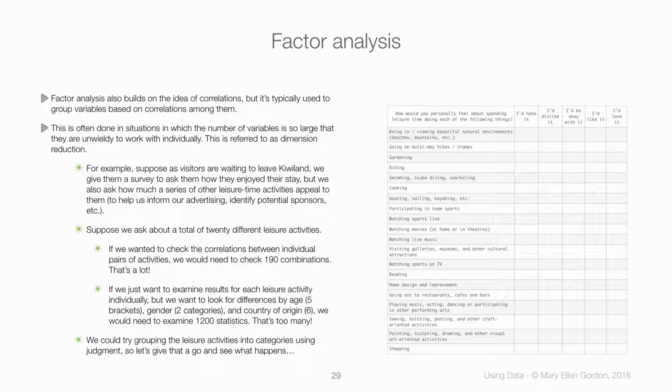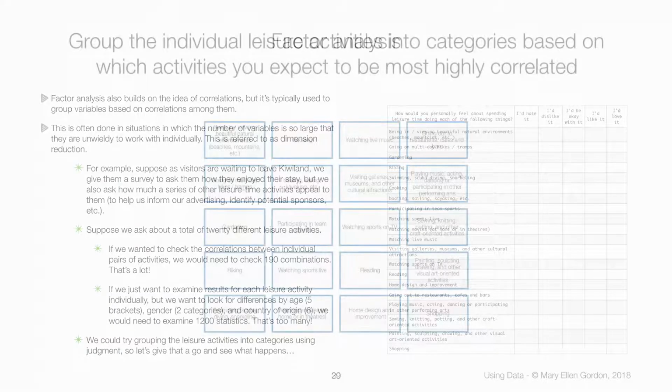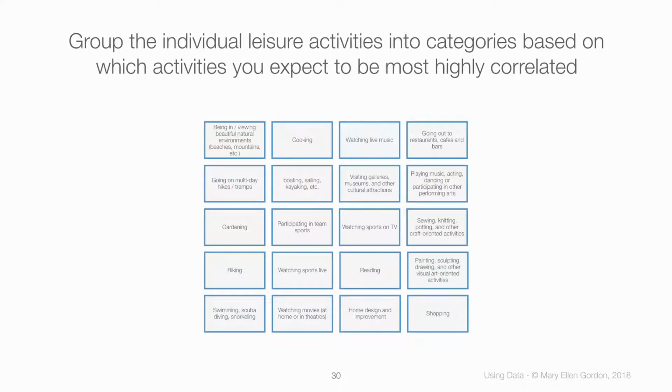Of course, we could try grouping these leisure activities into categories using judgment, so let's give that a try and see what happens. The goal is to take these 20 activities and to put them into categories by deciding which things you think are correlated with one another. So you get to choose how many categories there should be and which activities go into each category.